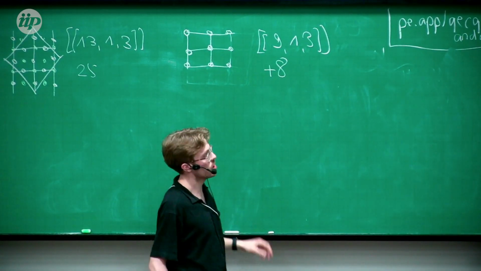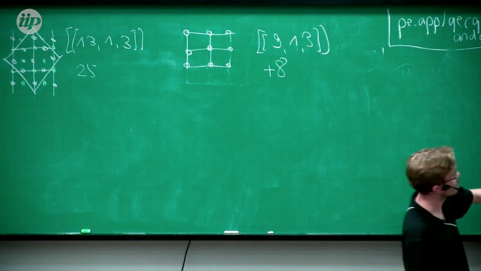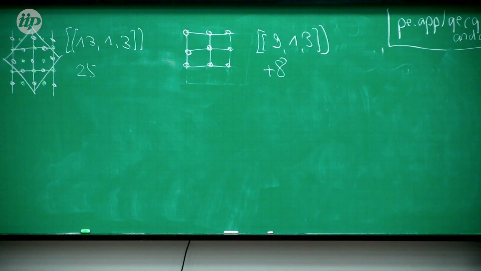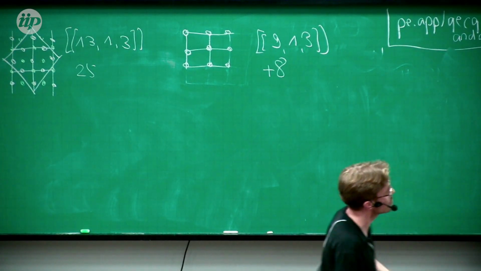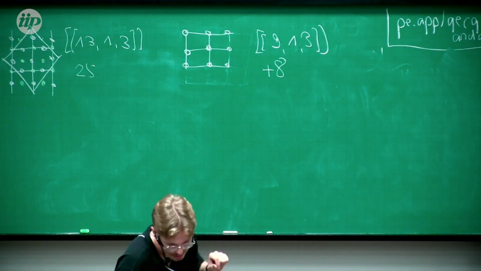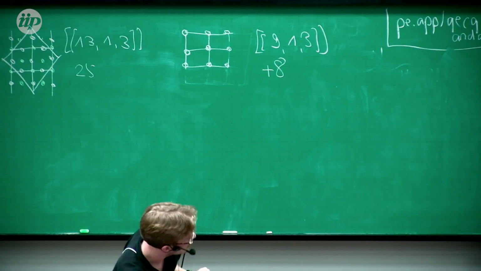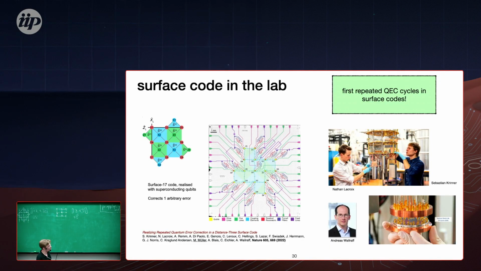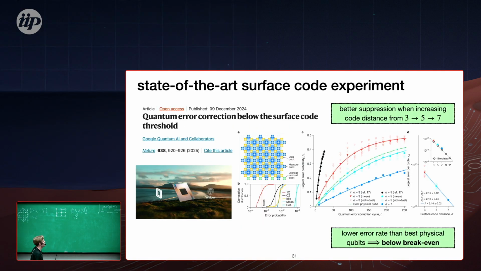They built this chip in the lab using superconducting circuits. In particular, Nathan Lacroix and Sebastian Krinner. Nathan is also now at Google, I think. In the group of Andreas Wallraff at ETH Zurich. And they implemented the first repeated QEC cycles in surface codes using this chip. Now, they were the first, but the best for now come from the US.